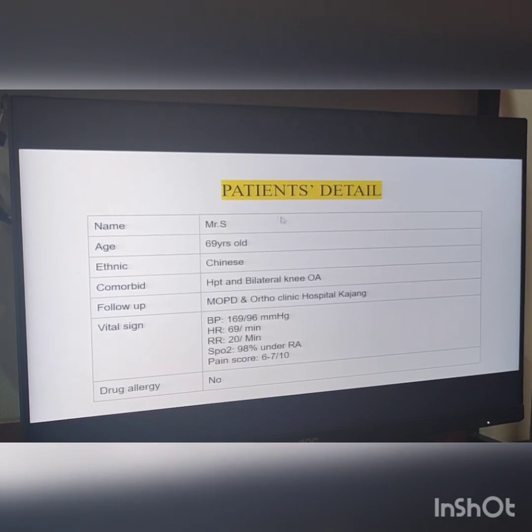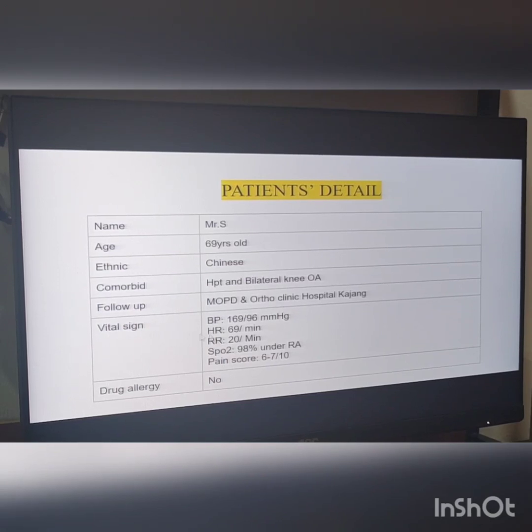Okay, this is the patient's detail. I didn't mention his name, I put him as Mr. S. Patient's age, as mentioned by MECC, is 69 years old. The patient is a Chinese man. The comorbidities are hypertension and bilateral knee OA. OA means osteoarthritis. The patient is followed up under Kajang Hospital itself, under the medical outpatient department and orthopedic clinic.